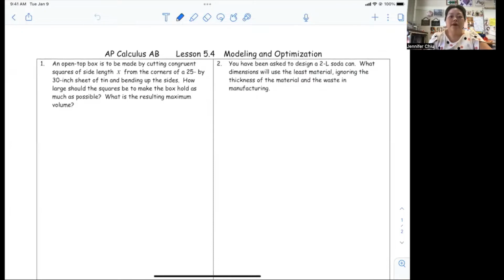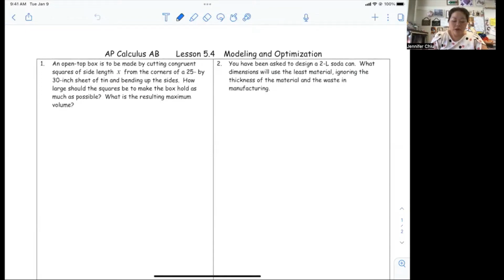Okay, this is lesson 5.4 on modeling and optimization. So the idea is that now we're going to apply more of our derivative into something that's more applicable. These word problem situations are where we are going to see how the first derivative is going to apply to a real life situation.